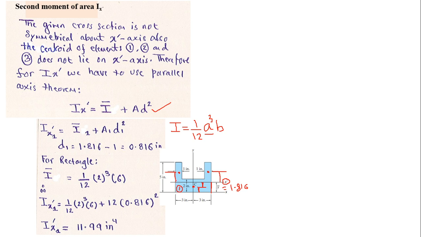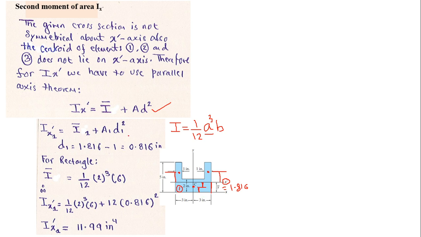Okay, so this dimension of rectangle 1, which was 2 inches, is perpendicular to the x dash axis. Therefore we have taken the cube of 2, while 6 is going to appear as it is. So this is the dimension that is parallel to the x dash axis, 6 inches.